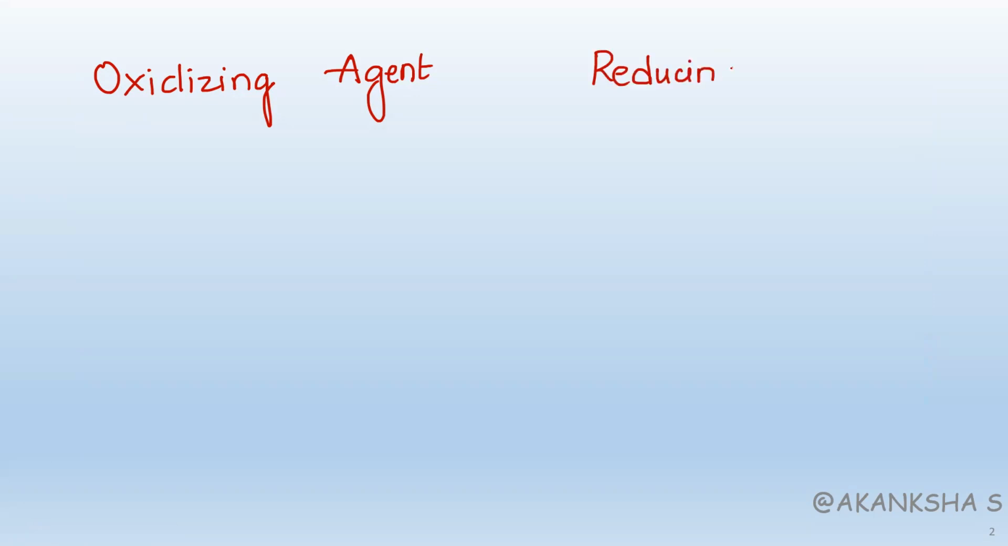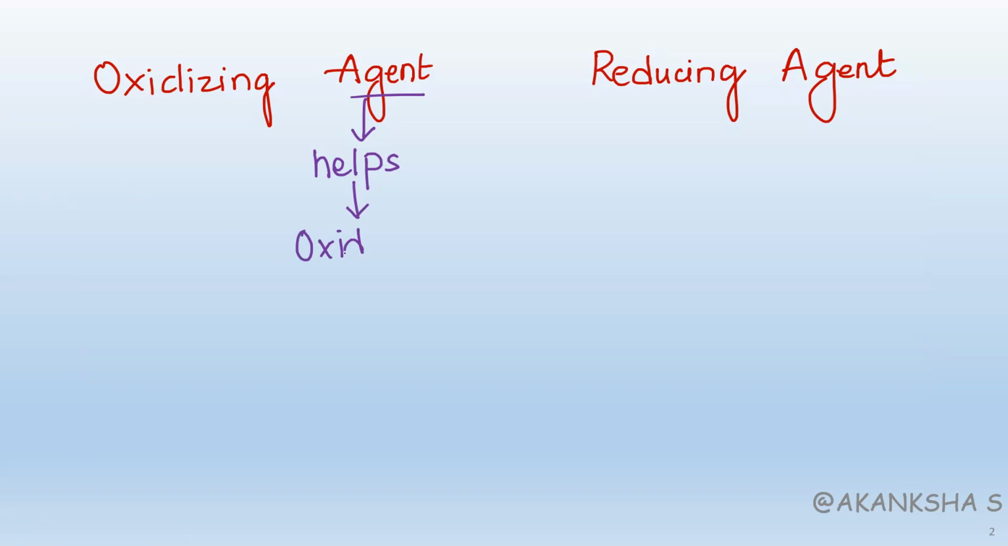Very simple concept, but for a longer period of time, students do not bother learning these things or probably are not taught. So let's first get our concept clear. What is an oxidizing agent? Agent means what? Someone who helps. Yes or no? A passport agent helps you to get a passport. So what does this oxidizing agent help? It helps in the process of oxidation.